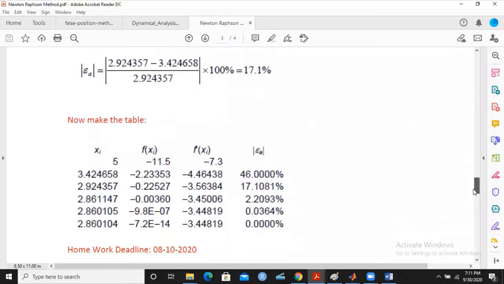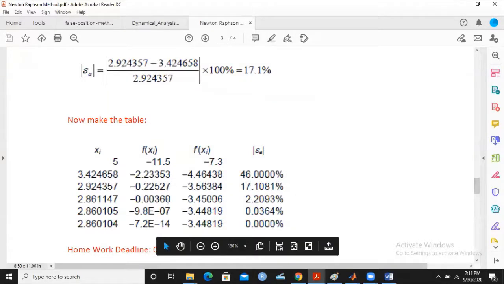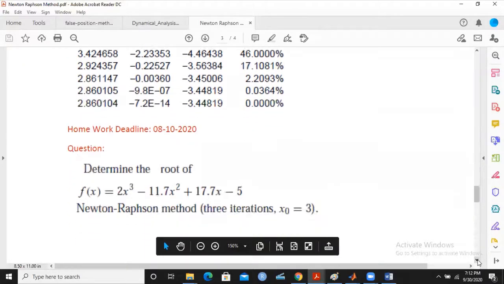But here you can see that after a few iterations I've got 0 error. This means that now I have got the repeated root. This is a sign that my calculations have reached the actual answer. You can see that here 2.8601, 2.8601, this is converging to the actual answer, right? This is the good news.